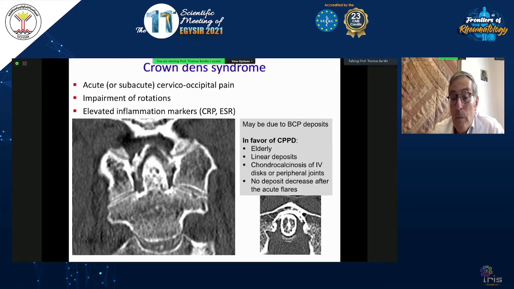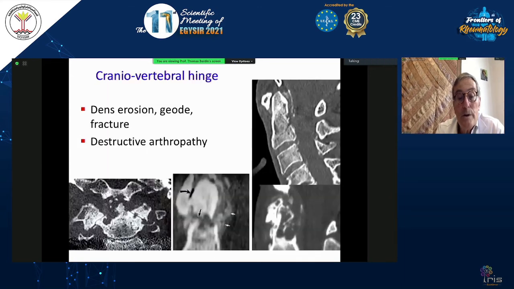I can show you, on this one you can see that there is here some chondrocalcinosis. There is here also on the lateral joints, and also in peripheral joints. And another thing which differs with CPPD, with BCP, excuse me, is that the deposits will not decrease during the acute flares, whereas in BCP-induced Crowned Dens syndrome, if you repeat the CT scan a few weeks after the attack, you will see that the deposits have usually decreased.